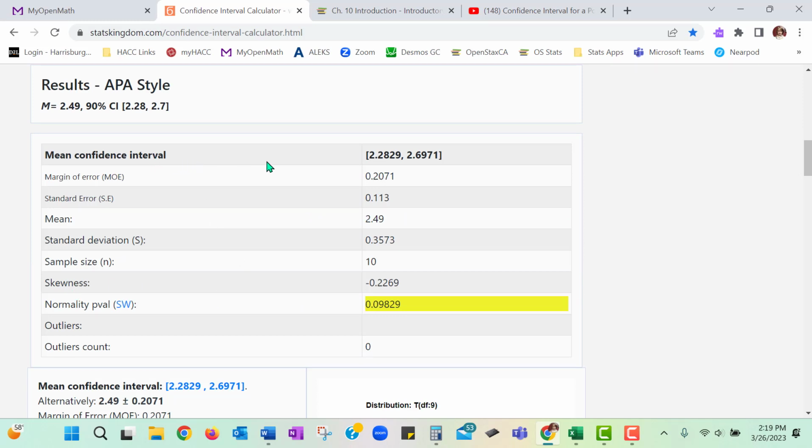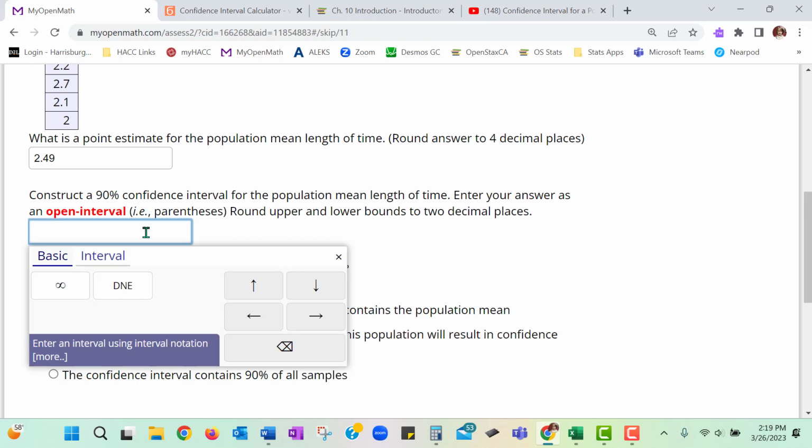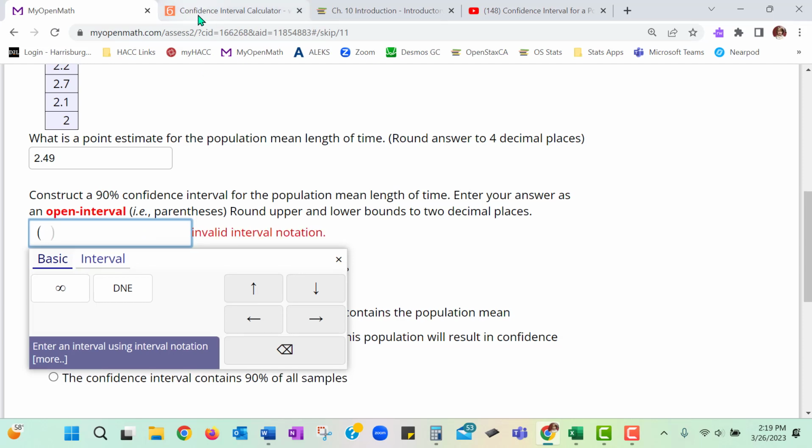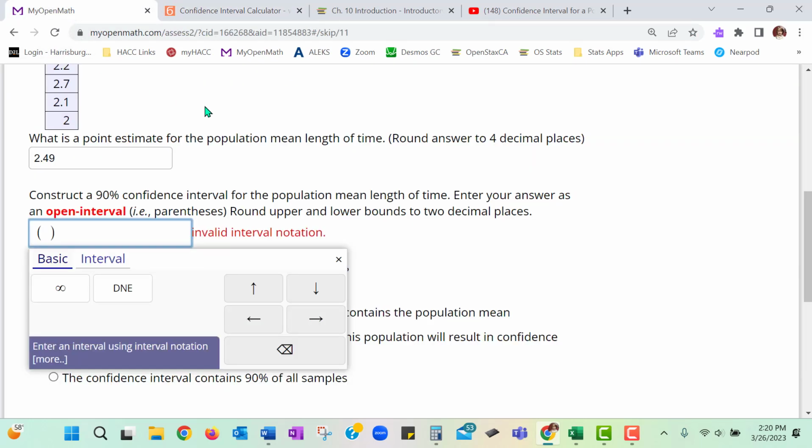Okay, so here we have our mean confidence interval, and up here it's rounded to 2 decimal places. And so mean is the mean of the data, so 2.49. So it must have worked out to be a decimal that terminates after 2 places. And then our confidence interval, we need to use parentheses for an open interval. And what did it say? 2 decimal places for this. So I can be super lazy and look up there if I want. 2.28, 2.7.